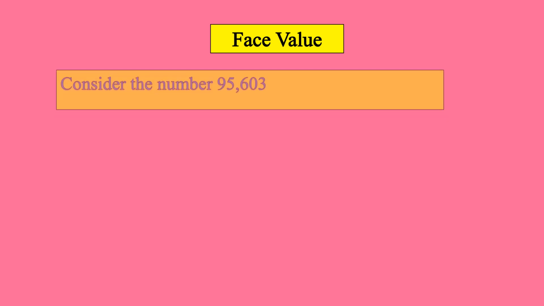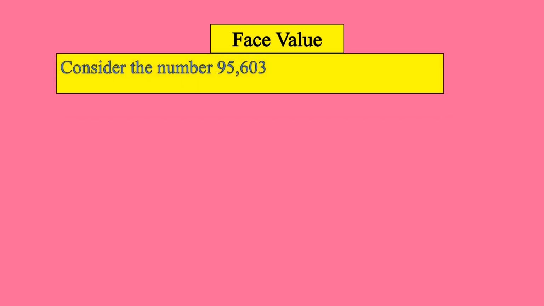Let's learn about face value. Dear children, face value of any digit is the value of the digit itself, and it remains the same in all the places which a digit occupies in a number. It does not depend on the place of the digit in the number. Let's consider one example and you will understand more clearly with this.